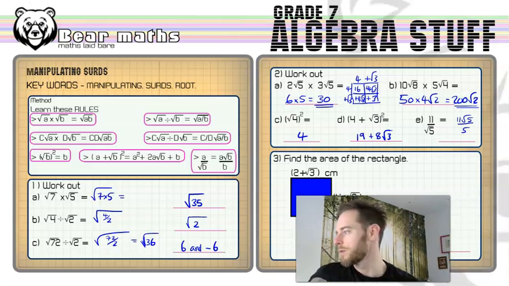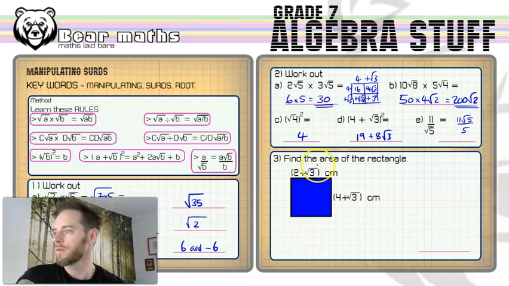Now, move myself over. Here, find the area of the rectangle. This is an expression with a surd in, and so is this. And these are just numbers, all right, in terms of centimeters, however long they are. But we're gonna do the same thing as what we did up here in question 2. I'm gonna multiply these two things together because the area is just the length times the width. All right, so multiply the two dimensions together. We've got 2 plus root 3, and we've got 4 plus root 3.